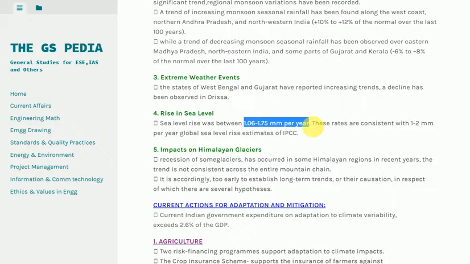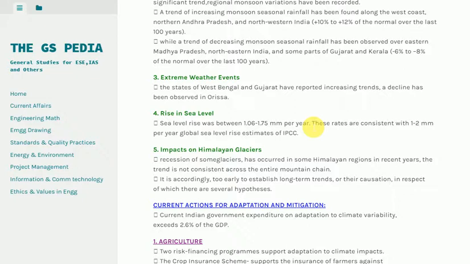5. Impacts on Himalayan glaciers. Recession of some glaciers has occurred in some Himalayan regions in recent years. The trend is not consistent across the entire mountain chain. It is accordingly too early to establish long-term trends, or their causation, in respect of which there are several hypotheses.